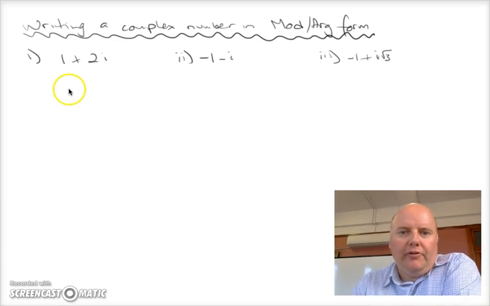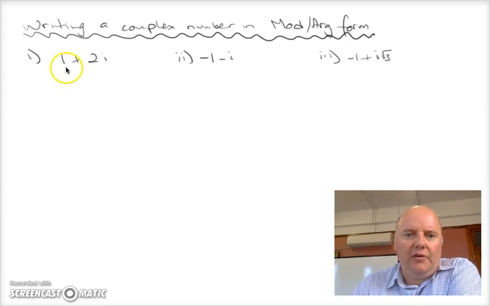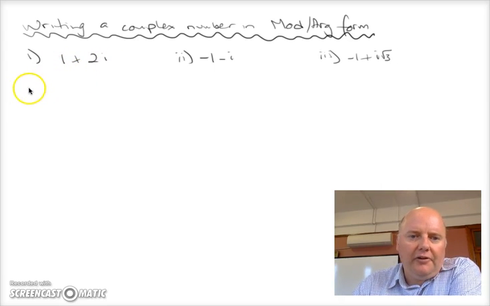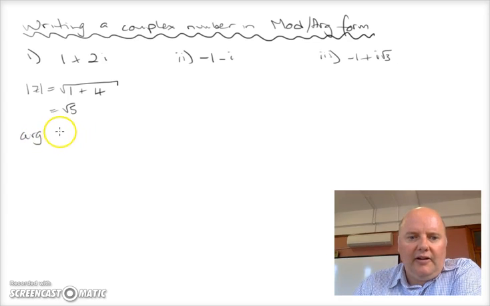So what I'm going to do is walk through some examples about how you write a complex number in ModArg form. So let's do this first one, 1 plus 2i. The first thing I'm going to do is work out its modulus. So its modulus is the square root of x squared plus y squared. So x squared is 1 plus y squared is 4, so we get root 5. So that's its modulus.